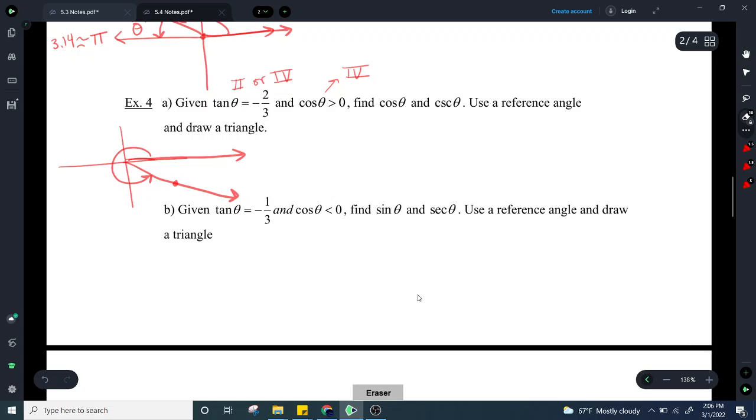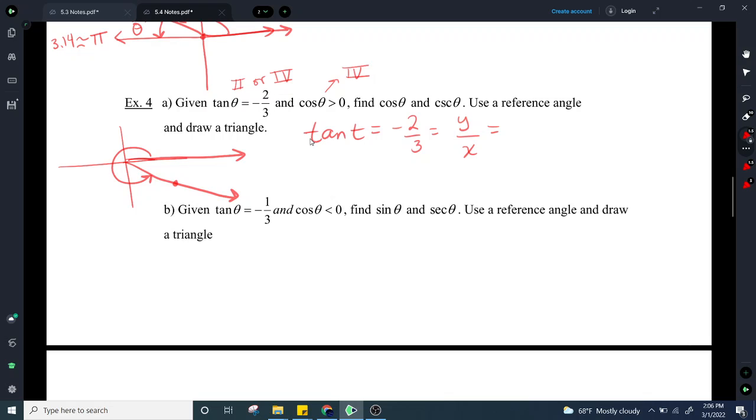So if tangent is equal to negative 2/3, and we know that that's equal to y over x. Now think about that. Which one would be positive and which one would be negative? Well, if I'm in the fourth quadrant, the y value has to be negative and the x value has to be positive. So what do I need to do to figure out cosine?